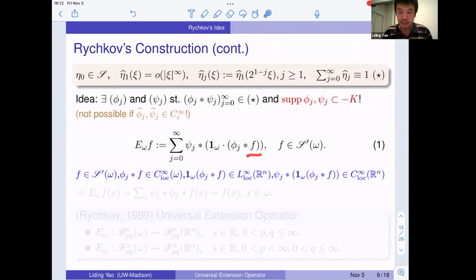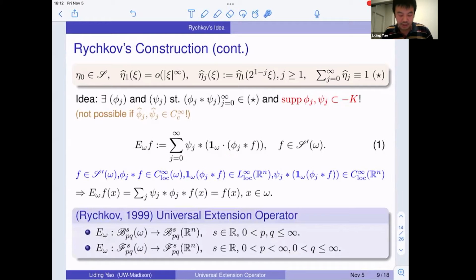So we start with a tempered distribution F. We take a convolution with Vj, and by the support condition of Vj, we know this guy is a smooth function defined in omega. Now it's just defined locally. What about taking a cutoff by the characteristic function? Now it becomes an L infinity local function, globally defined. And then by taking a convolution with psi j again, it's just a C infinity function. Then the EF is defined to be the infinite sum of these double convolutions.